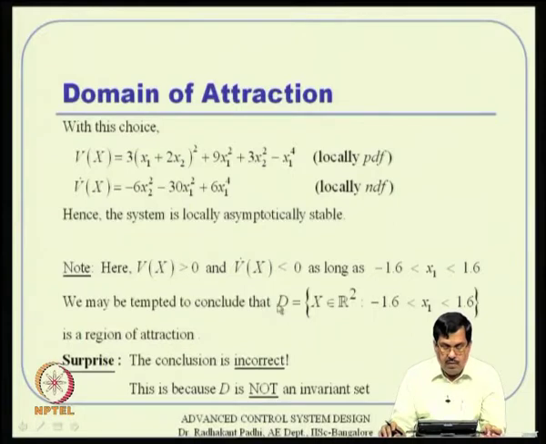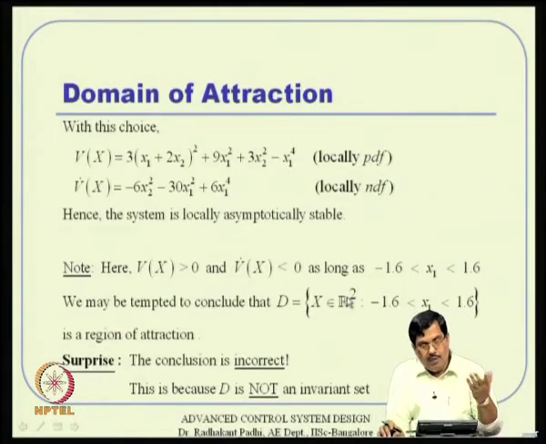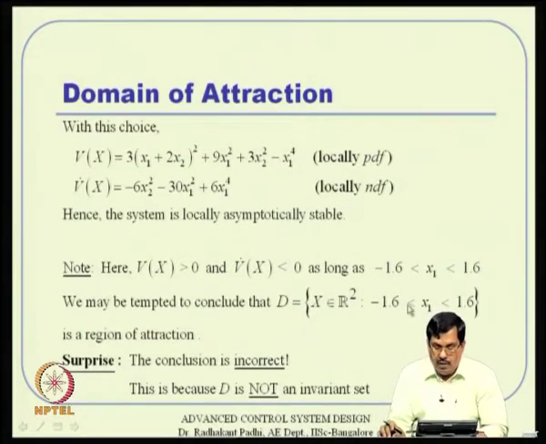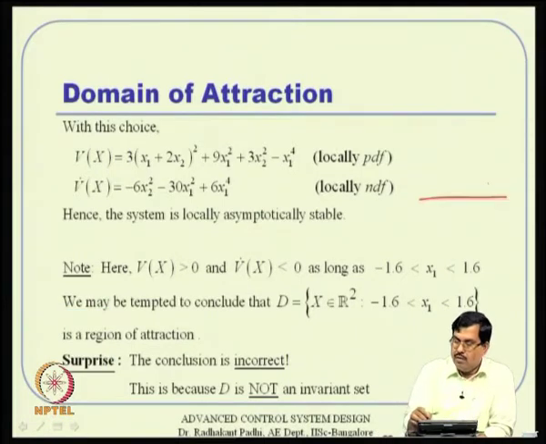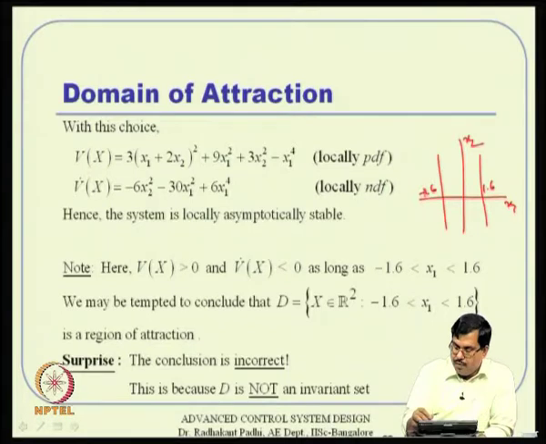So, we may be tempted to conclude that if I define a region D where x1 is bounded like that, that means I define a region something like this. This is x1 and x2. So, x1 is bounded between that, so it is 1.6 here and minus 1.6 here.